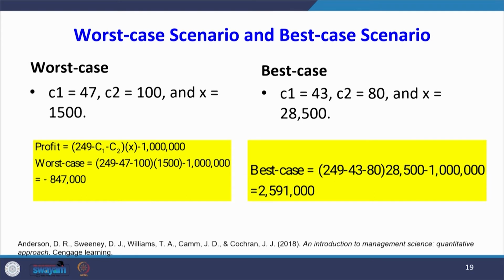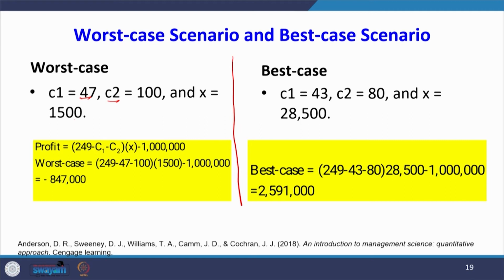Then we will go for the worst case and best case. What is the worst case? The worst case is the highest possible value of C1, which is 49, the highest value of part cost, which is 100, and the lowest demand. So, when you substitute, you use the highest value of labor cost, the highest value of part cost and the lowest value of the demand. When you substitute, you are getting a loss of $847,000.